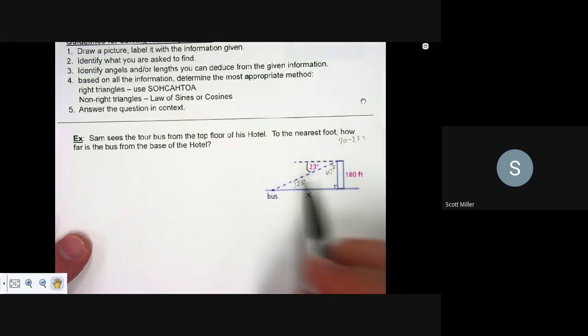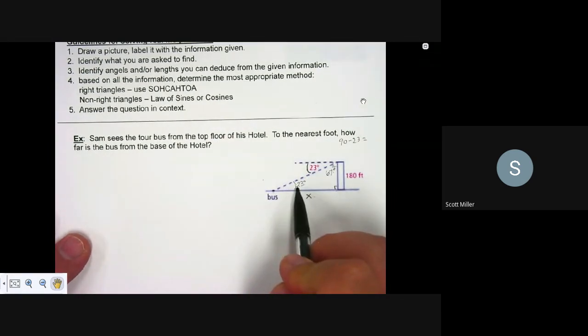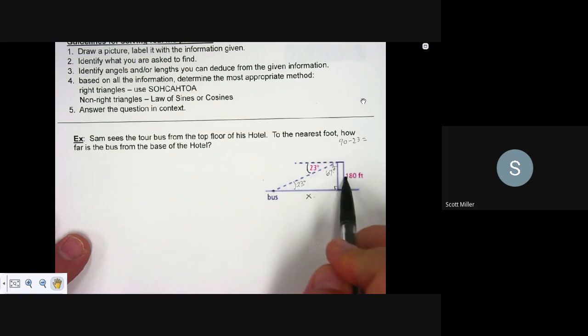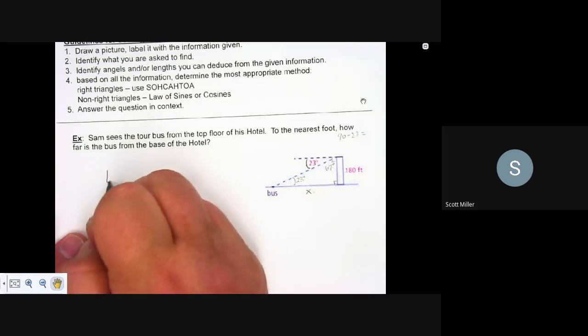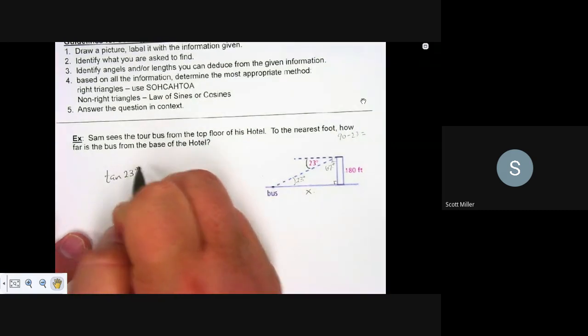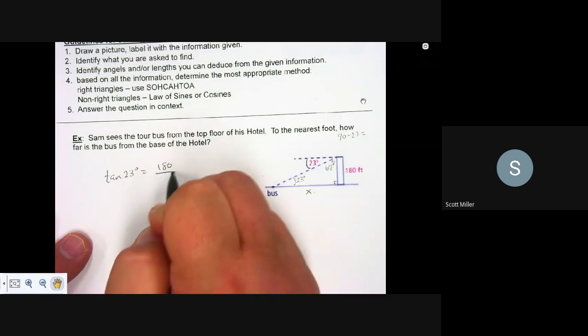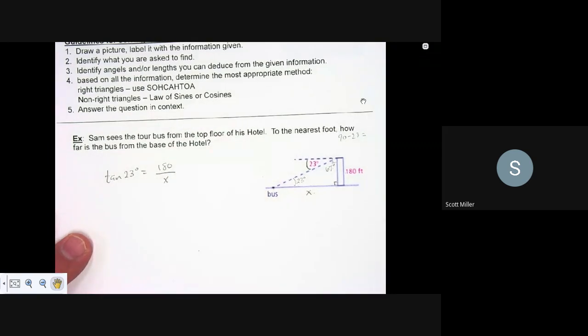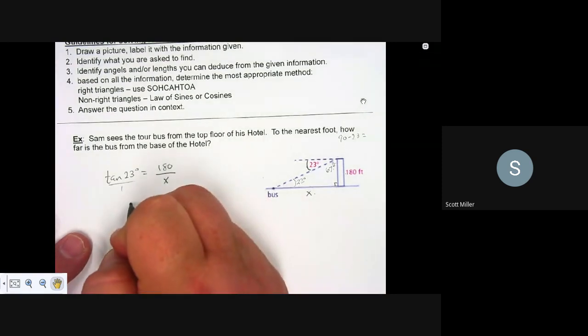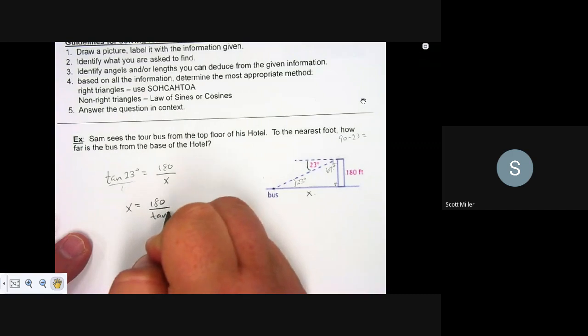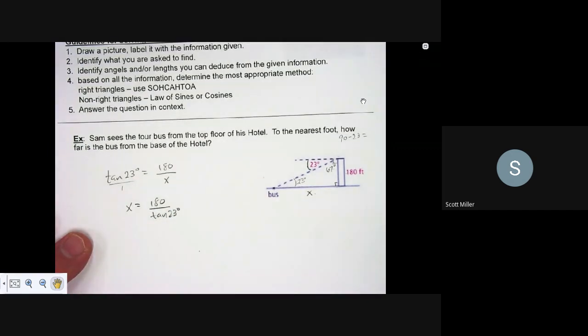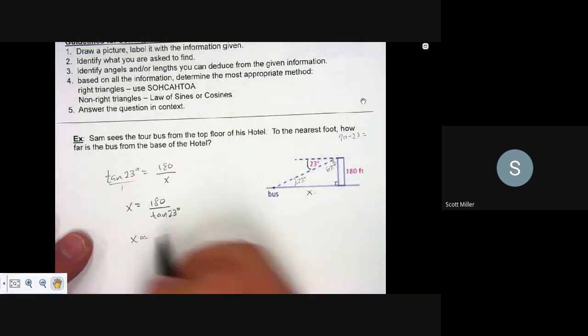Once I have an angle in there, then I can do a trig ratio for that using the SOHCAHTOA technique. For the original one, the 23, here's my angle. This is opposite that angle, and this is adjacent to that angle. So opposite and adjacent is the tangent. So I would write the tangent of 23 degrees is the opposite over the adjacent. And then I just do our cross multiplication technique for this, and I end up getting x equals 180 divided by the tangent of 23 degrees. And then I can use my calculator to approximate this answer.